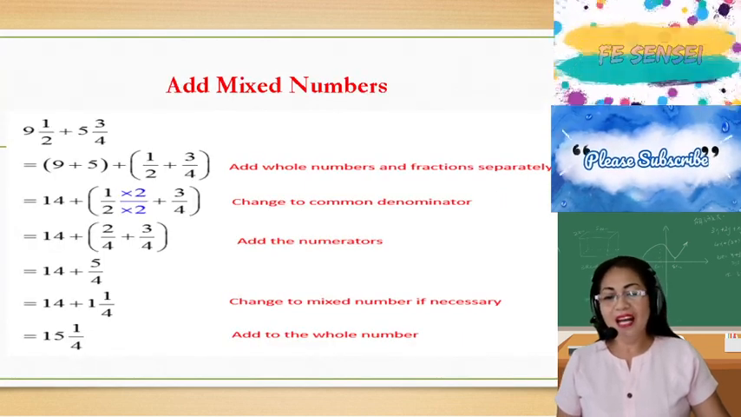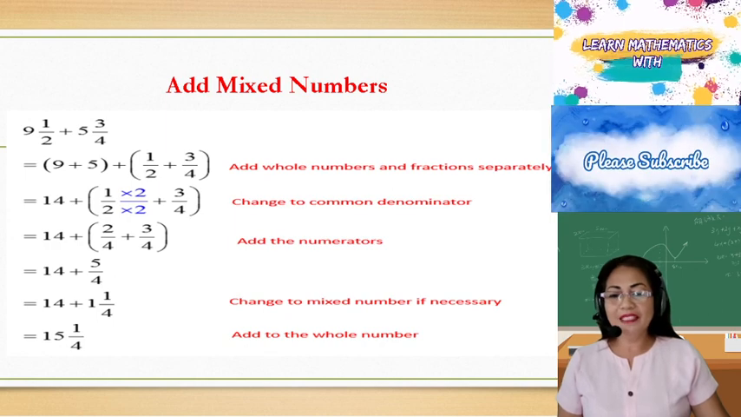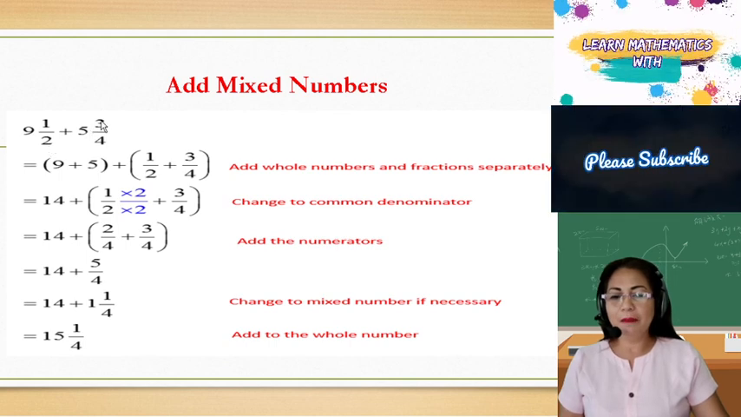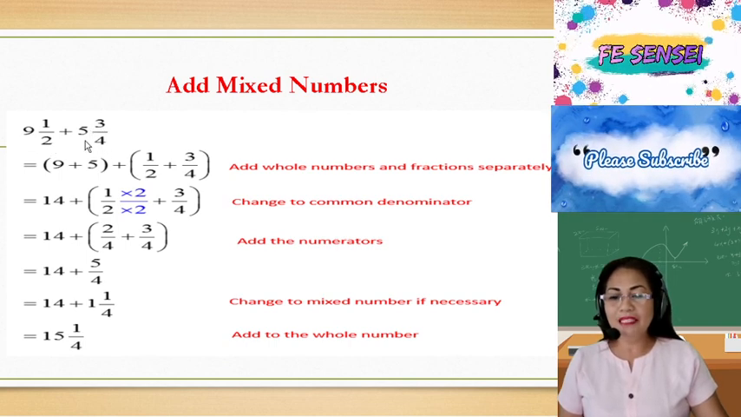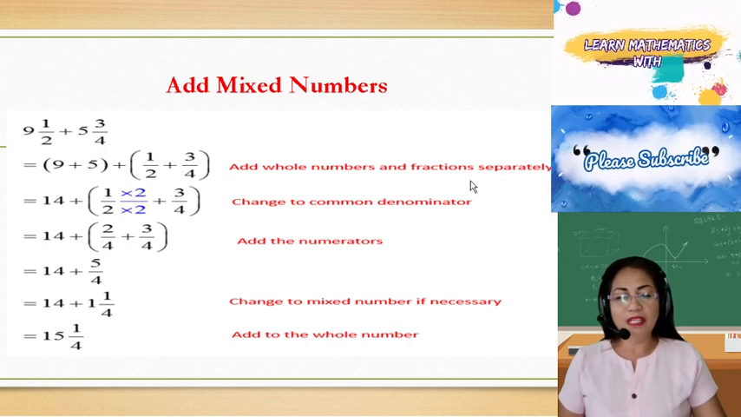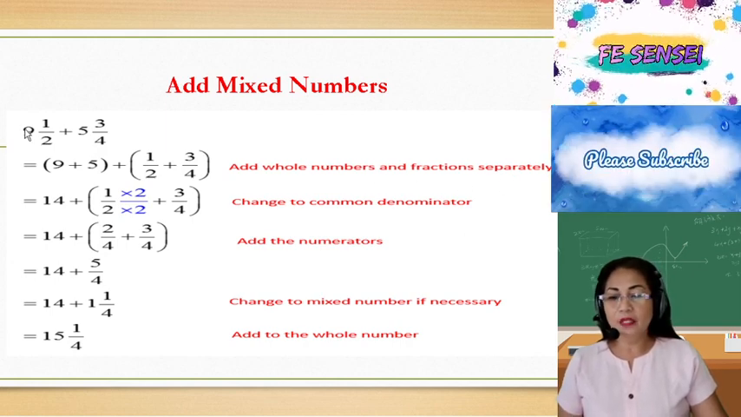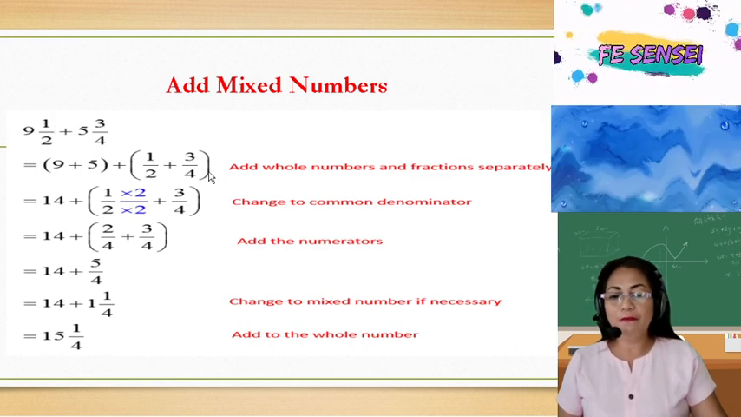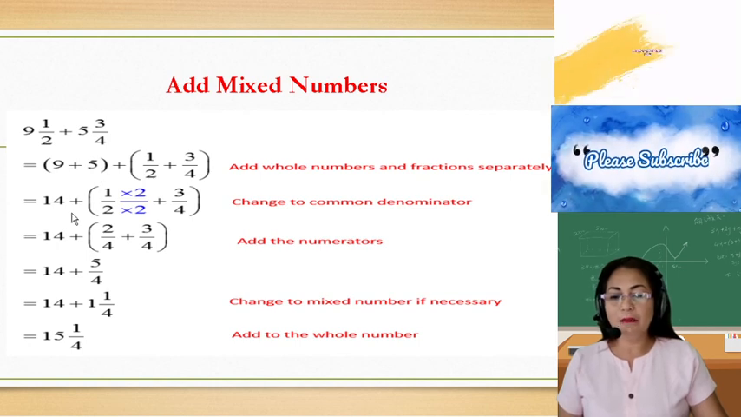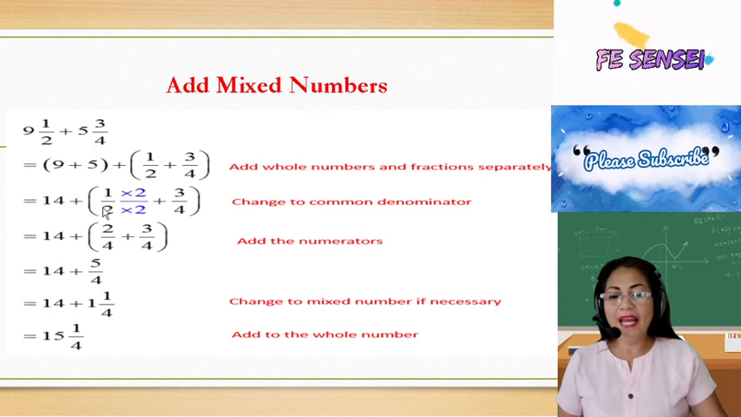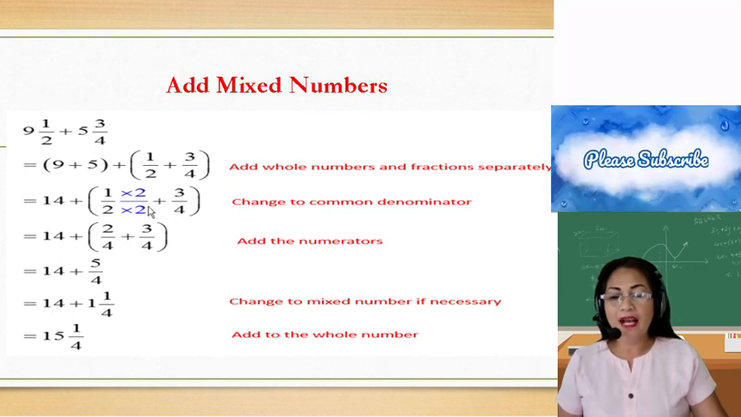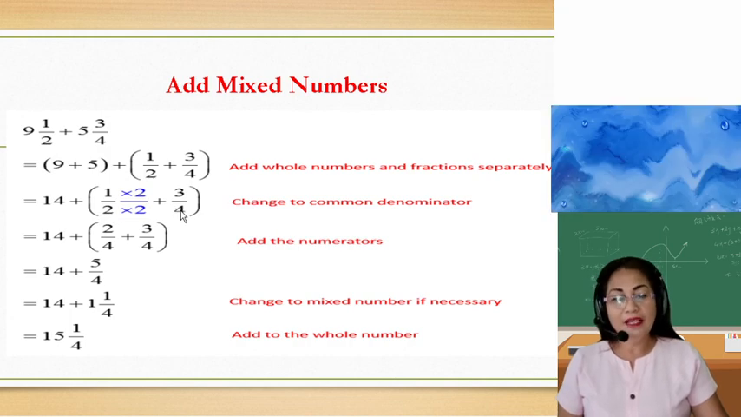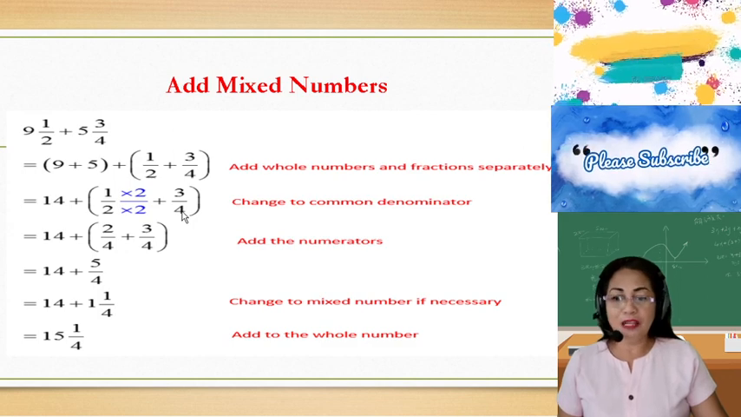Another way of answering this one. 9 and 1/2 plus 5 and 3/4. So 9 plus 5. So add whole numbers and fractions separately. So 9 plus 5. Then 1/2 plus 3/4. So 9 plus 5 equals 14. And 1/2 plus 3/4. Again, make the denominator 2 equal to 4 so that there will be similar fractions.